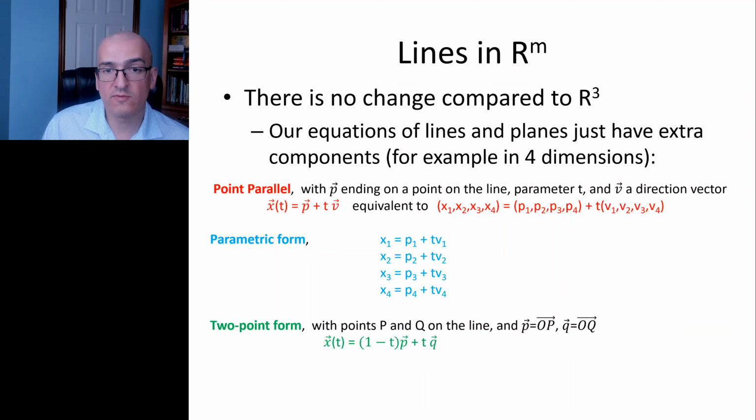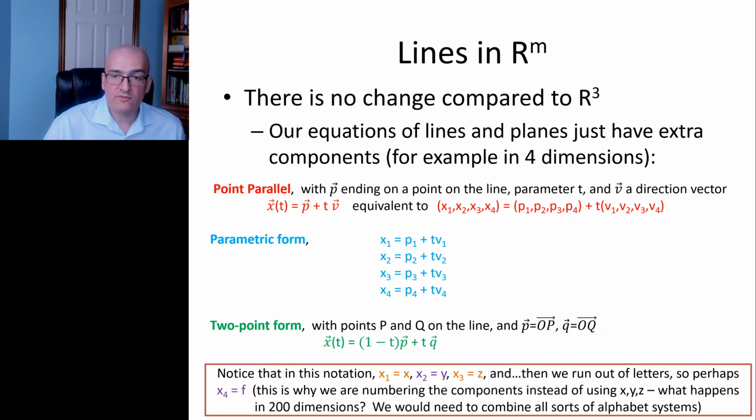And the other form that translates directly in higher dimensions is the 2-point form of a line. X of t is equal to 1 minus t times p plus t times q, where p is 1 point on the line and q is another point on the line. These three forms are defined in identical ways to how they're defined in 2D and 3D.